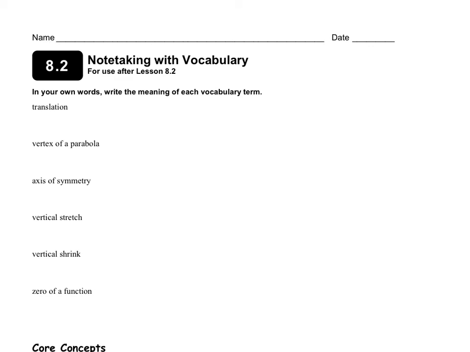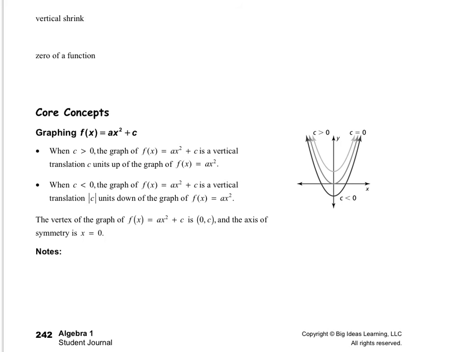Take a few minutes at this point to define each of these vocabulary words. So in our core concepts, what we're looking at here are what happens when we are adding or subtracting and then sometimes multiplying a number in front of the x. So in this one, basically what we're looking at here is this plus c. So if your c is positive, you're adding a number to it, it's going to shift your graph upward. If it's negative, it's going to shift your graph downward. Okay, it's changing where it crosses the y-axis.